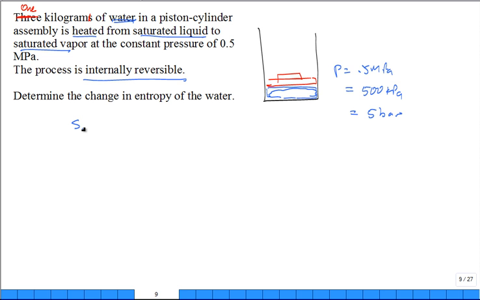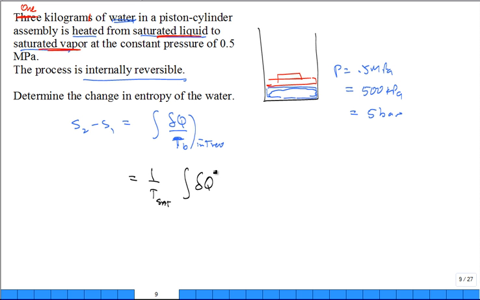So what is S2 minus S1? Well, would that be the integral of del Q divided by T_B, internally reversible? Sure. Okay, tell me a little bit about the temperature that the heat is being transferred into or out of that water. It's a saturation temperature. Is it constant during this process? Yeah. Because it starts saturated liquid to saturated vapor. It's constant. Can that then come outside the integral, 1 over T_sat times the integral of del Q? Sure can. That's why we made up this perfect little problem.